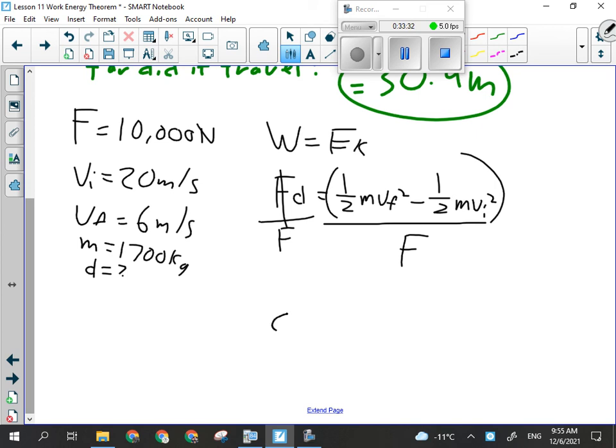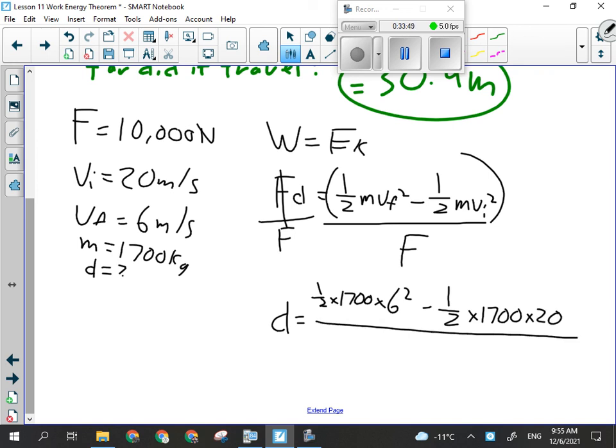So plugging in our numbers, we have 1/2 times 1,700 times 6 squared, minus 1/2 times 1,700 times 20 squared. So this is going to give me what kind of number? Yeah, it actually comes out negative if you forget something. And you would honestly forget it because I haven't told you it. Which way does braking force act? If it makes you slow down, it's a negative force.